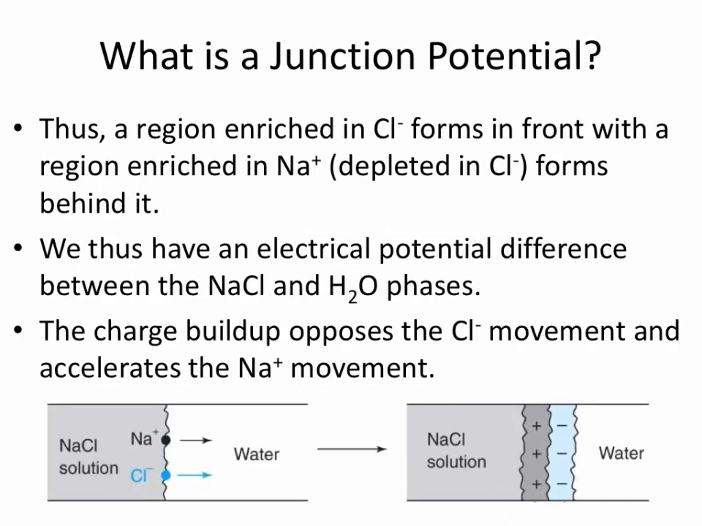And thus, a region enriched in our chloride ions forms in front, with a region enriched in sodium ions, or depleted in chloride ions, that forms behind it. And therefore, we're going to have an electrical potential difference between our sodium chloride solution and our water phases. Now the charge buildup opposes the chloride ion movement and accelerates the sodium ion movement. Because of course, the chloride ions are going to be repelled from the region of negative charge buildup and attracted to the region of positive charge, and the sodium ions will be attracted to the region of negative charge and repelled from the region that has a buildup of positive charges.